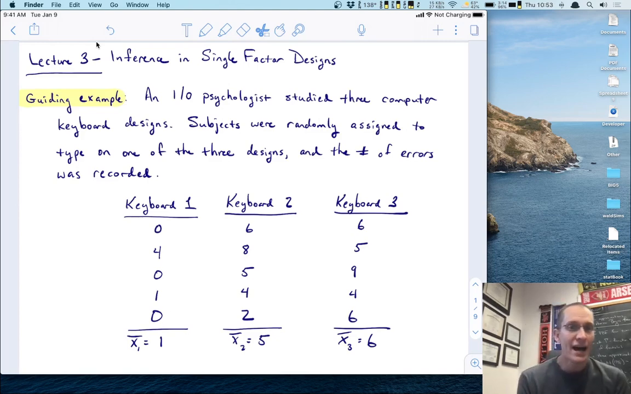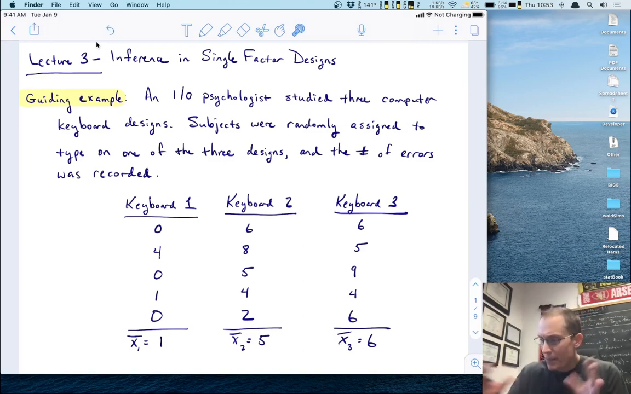Let's suppose you have an IO psychologist who has studied 3 computer keyboard designs, and subjects were randomly assigned to type on one of the 3 designs, either keyboard 1, 2, or 3, and the number of errors was recorded. So here you can see that we have a design where there's 5 people who were randomly assigned to keyboard 1, and here are the numbers of errors that each of them made, and the mean was 1. Keyboard 2, you see the data there, as well as keyboard 3.